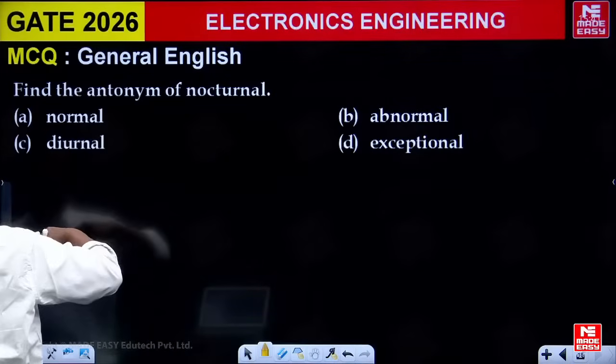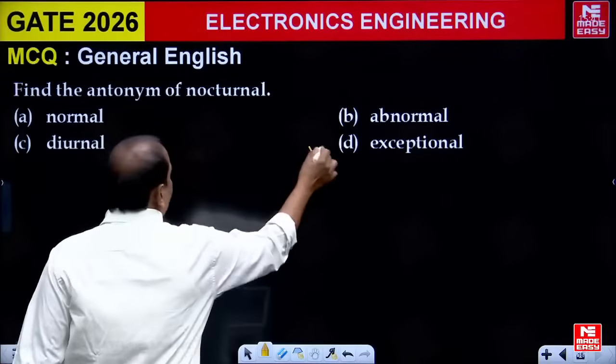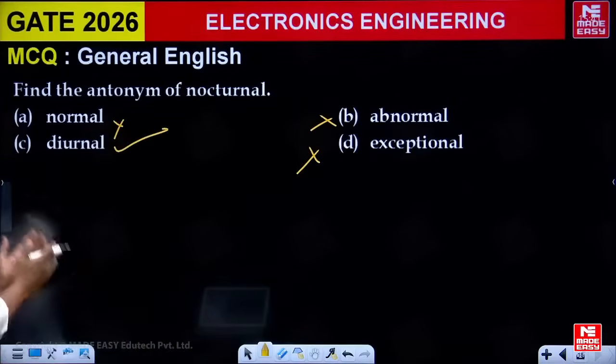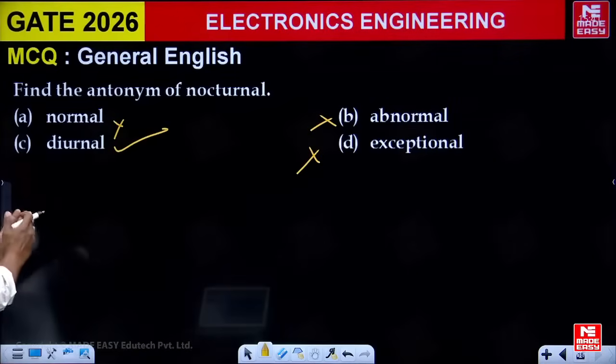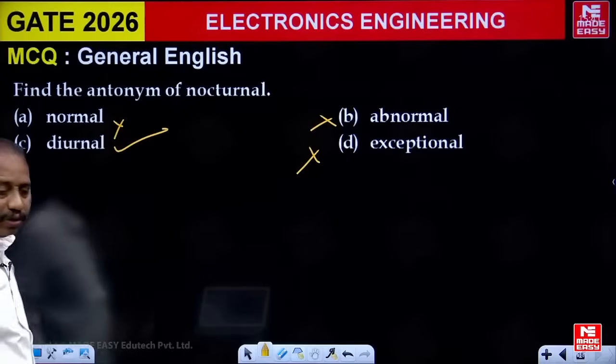Now we need the opposite of it. The opposite of normal is abnormal, but that is completely out of context. So what is left is the answer, diurnal. Diurnal means those who are active in the day, which is the opposite of nocturnal. That's the only question that was available.